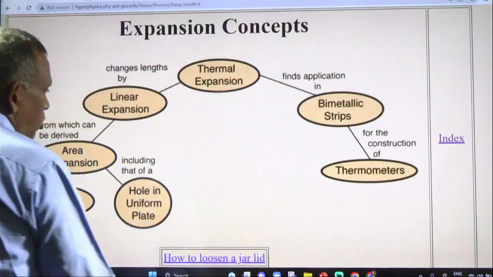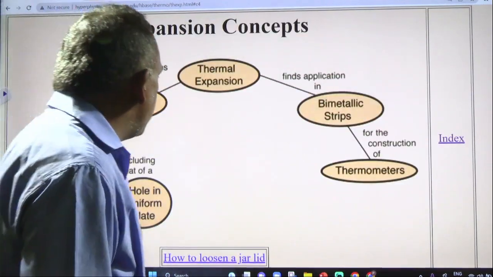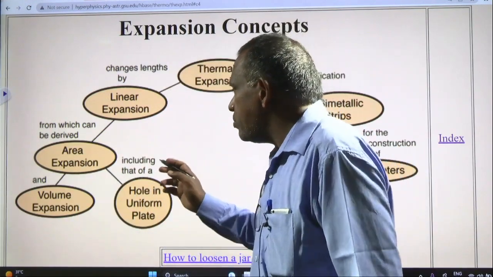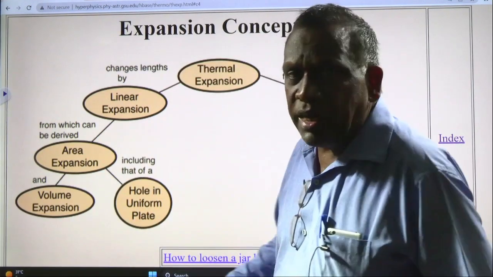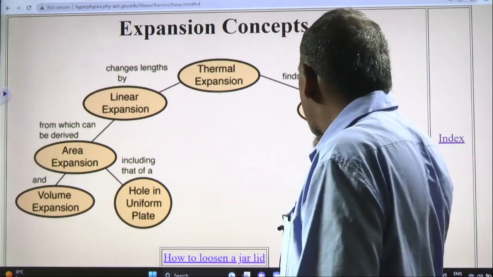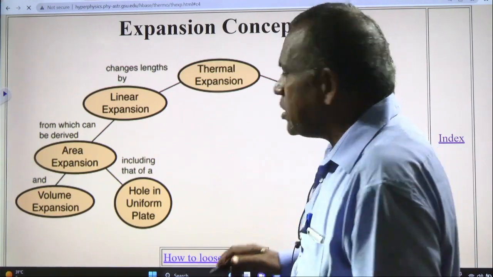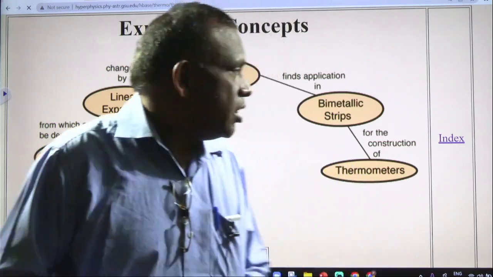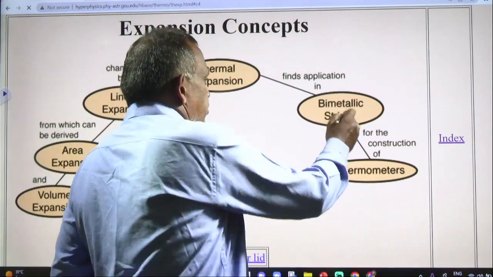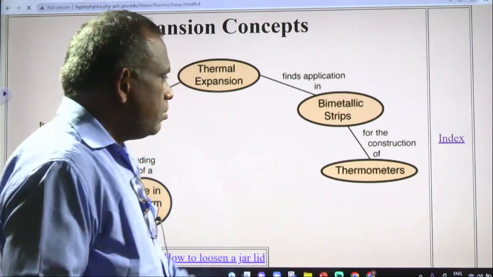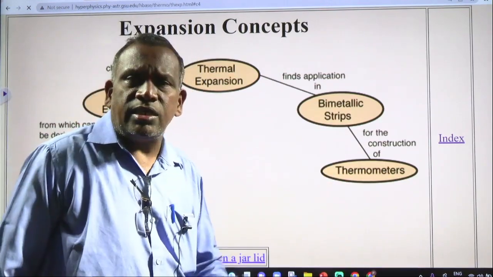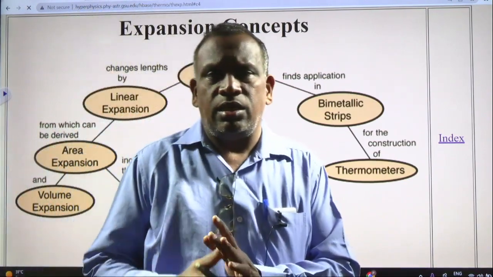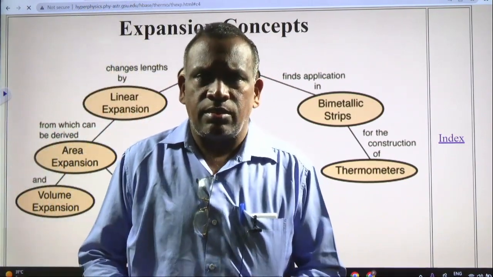The expansion concepts. If you take thermal expansion, linear expansion in that, the application is bimetallic strips. Bimetallic strips increase their length due to the change in temperature. These bimetallic strips and thermometers, etc., all come under the linear expansion of different substances.